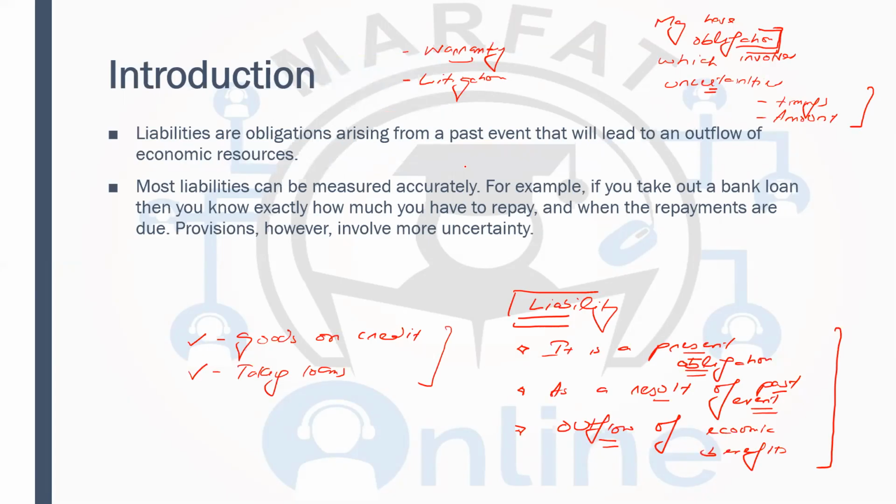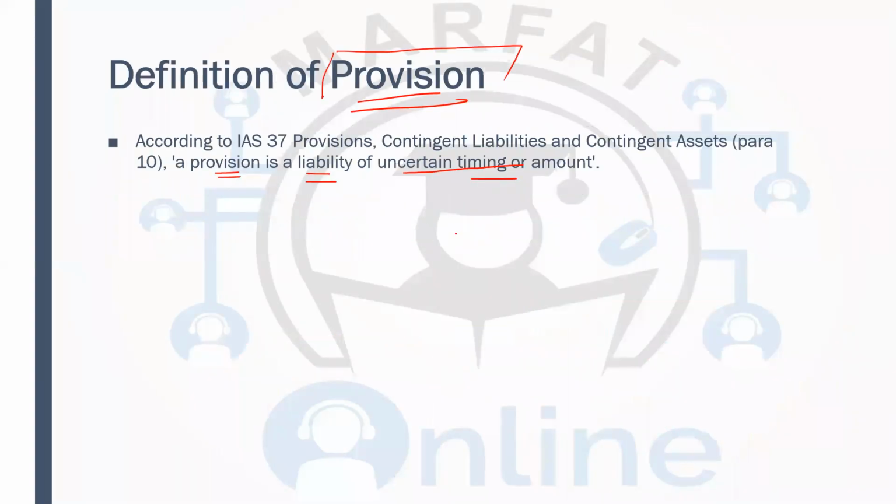I hope it is clear because I have given you two examples. You can take many examples. In fact, there will be many examples coming ahead in these slides. So liabilities are obligations arising from a past event that will lead to an outflow. Most liabilities can be measured accurately. For example, you took a bank loan. Now, this is quite simple. Provisions, however, involve more uncertainty. So when you're talking about a provision, this is a liability of uncertain timing and amount.